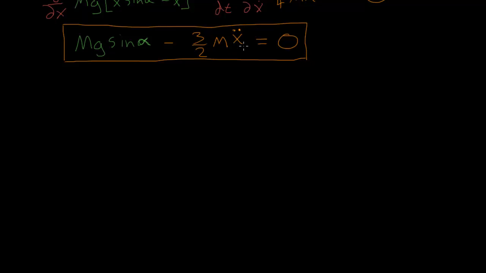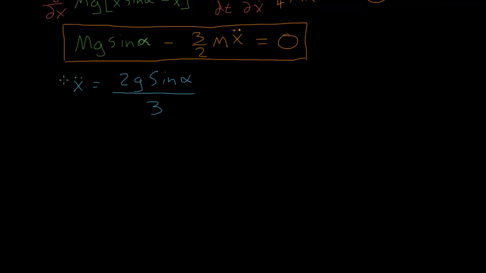So the first thing I'll do is solve this for x double dot, and I'll skip some of the algebra steps. So x double dot equals 2g sine of alpha over 3, right? We would add this to both sides. We would divide by the 3 halves m. These m's would cancel. And here we go. We have x double dot equals all this stuff.